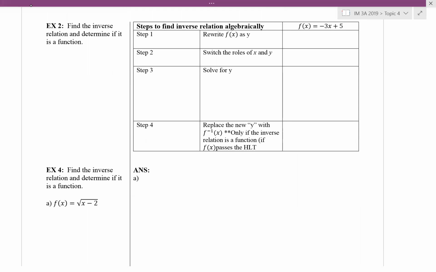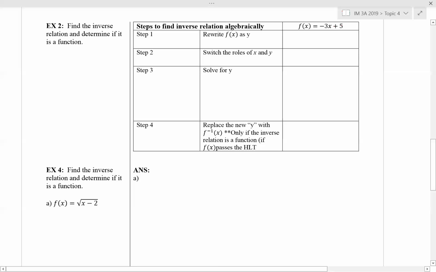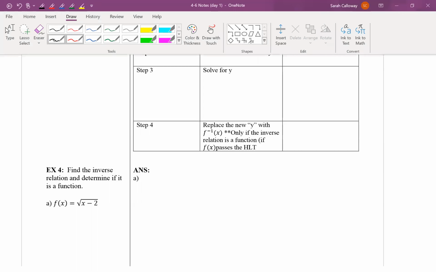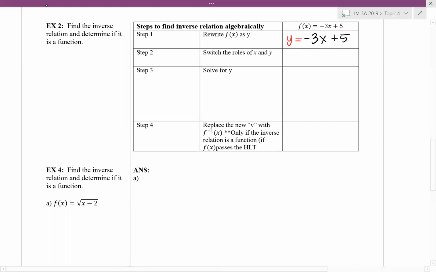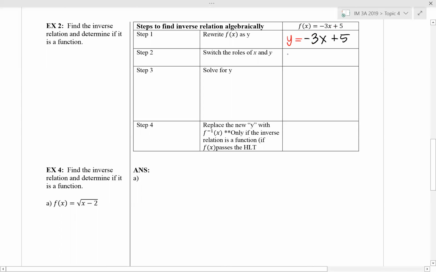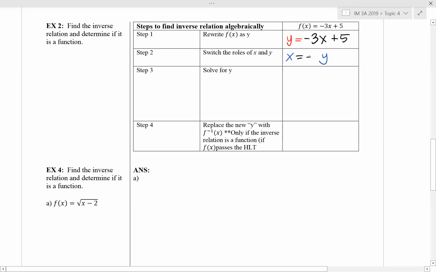So we're going to start with the equation f of x equals negative 3x plus 5. Whenever I'm writing the algebraic inverse of an equation, I'm going to change f of x to y so that I have an equation that has y in it. So I'm going to change it to y equals negative 3x plus 5. And then I'm going to switch the roles of x and y. So that literally means I'm going to change any y that I have in the equation to x and vice versa. So this equation becomes x equals negative 3y plus 5.